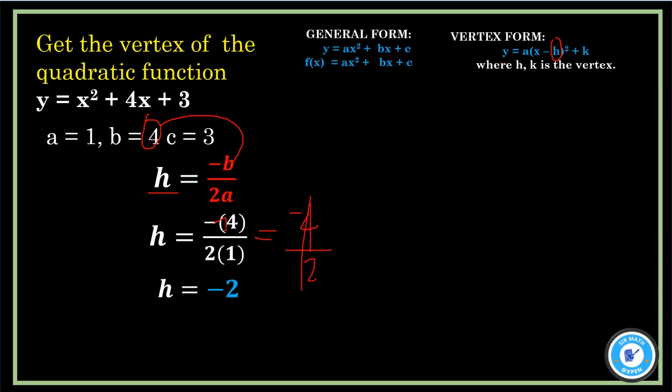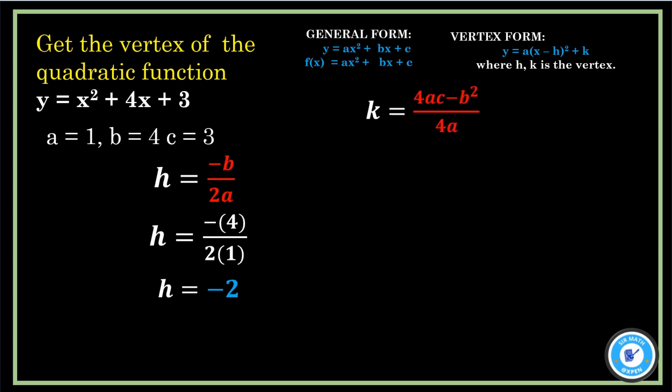Then divide both sides by 2, or simplify, that's equals to negative 2. Ibig sabihin nun, our h now is equals to negative 2. And to find for your k as one of your vertex, we have also this formula, that's equals to 4ac minus b squared all over 4a.